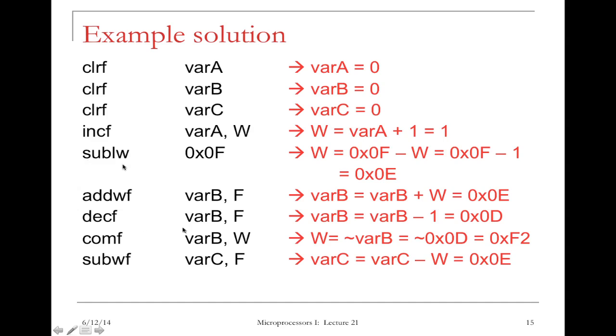And then we do decrement. We decrement variable B, and because of this F, the result will be put into variable B. So we have E minus 1, that's D in hexadecimal, and put it back into variable B. Next instruction, we do complement, and the register used is variable B, so we do a NOT on variable B. Because of this W, the result will be put into the working register. So W will now have the NOT of this B, so that's F2 as the final result.